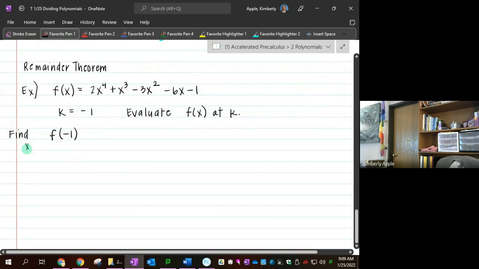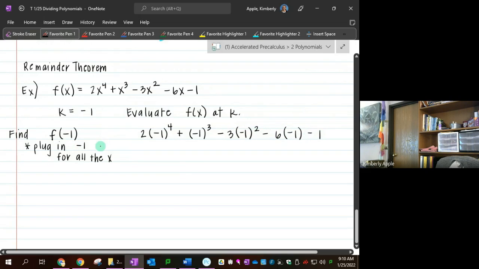And to do that, you're going to plug in negative 1 for all the x's. So that'll look like this. 2 times negative 1 to the fourth plus negative 1 to the third minus 3 times negative 1 squared minus 6 times negative 1 minus 1. And you should get 3. Make sure you get 3.